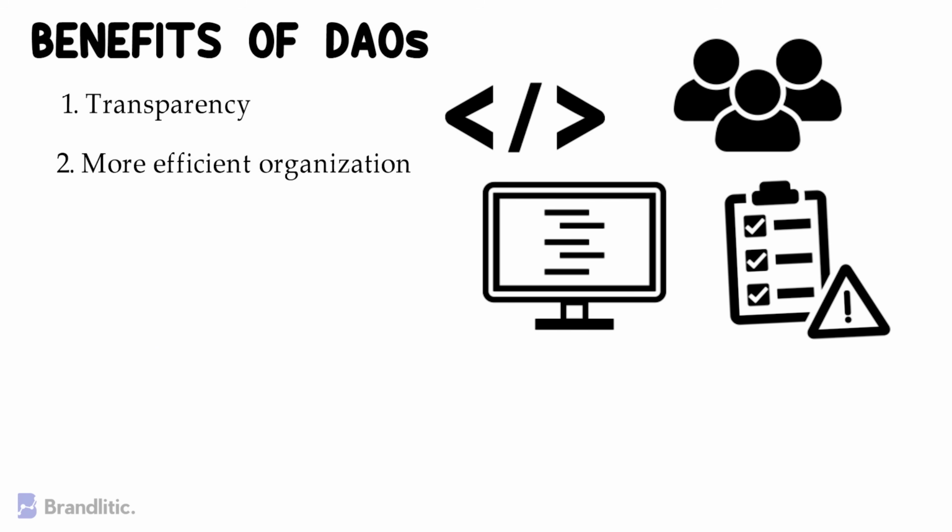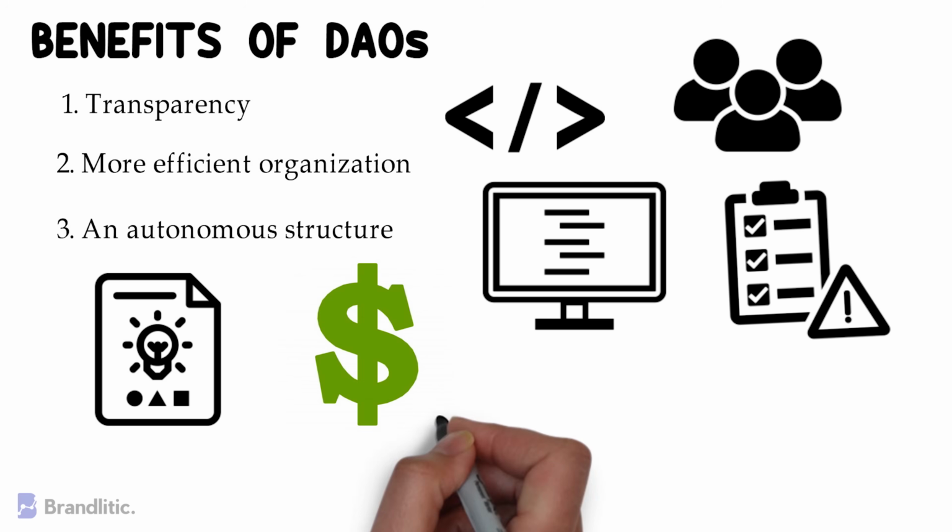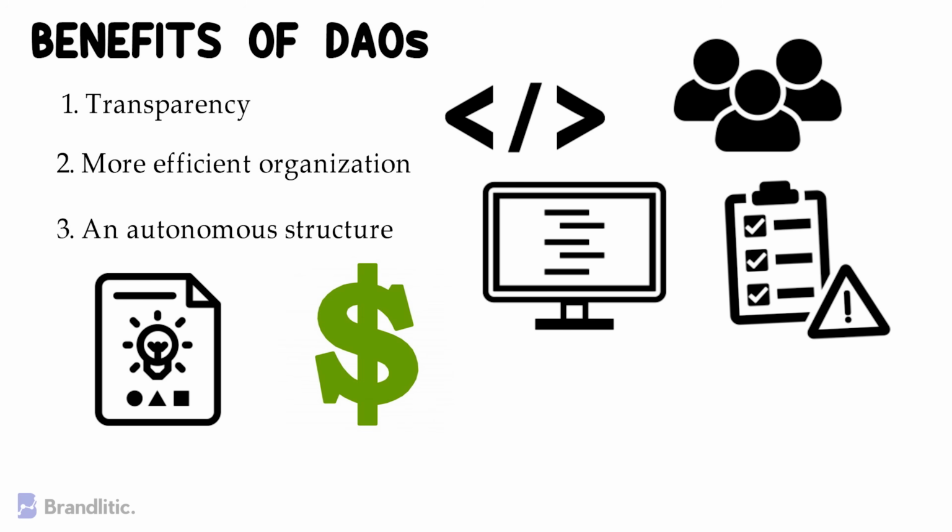Number 3, an autonomous structure. DAOs offer investors a unique opportunity to submit proposals and ideas for improving the organization. Thanks to the autonomous structure of the DAO, any investor can submit a proposal regardless of their stake in the network. But do note that submitting proposals also costs money, which improves the quality of proposals submitted by ensuring that users making the submissions have a stake in their submission.